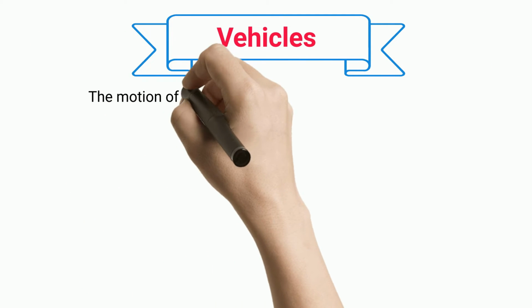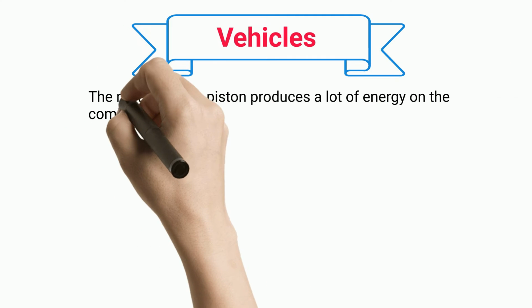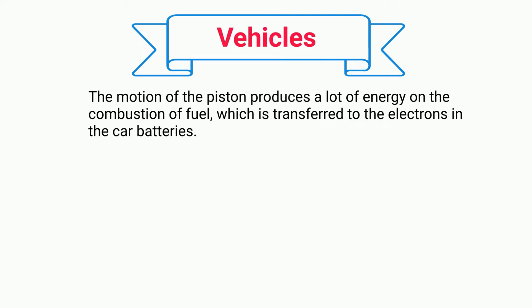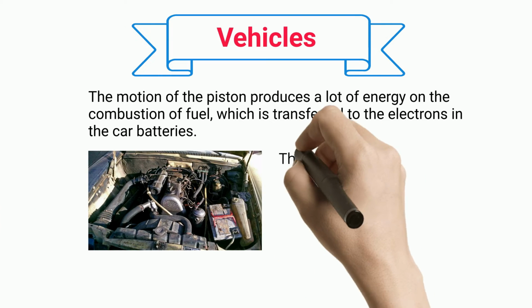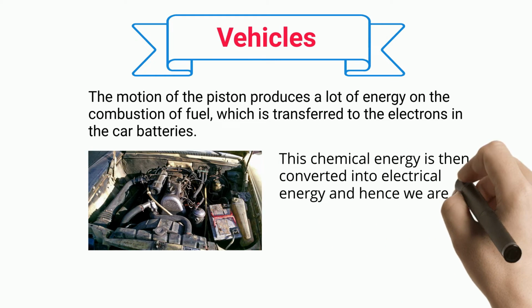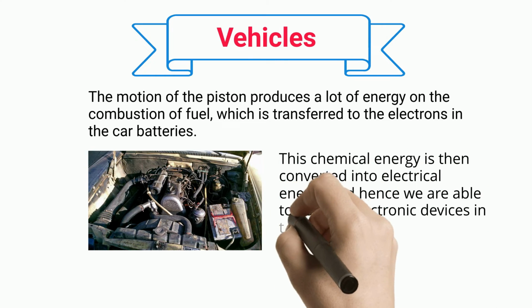Vehicles. The motion of the piston produces a lot of energy on the combustion of fuel, which is transferred to the electrons in the car batteries. This chemical energy is then converted into electrical energy, and hence we are able to use the electronic devices in the car.